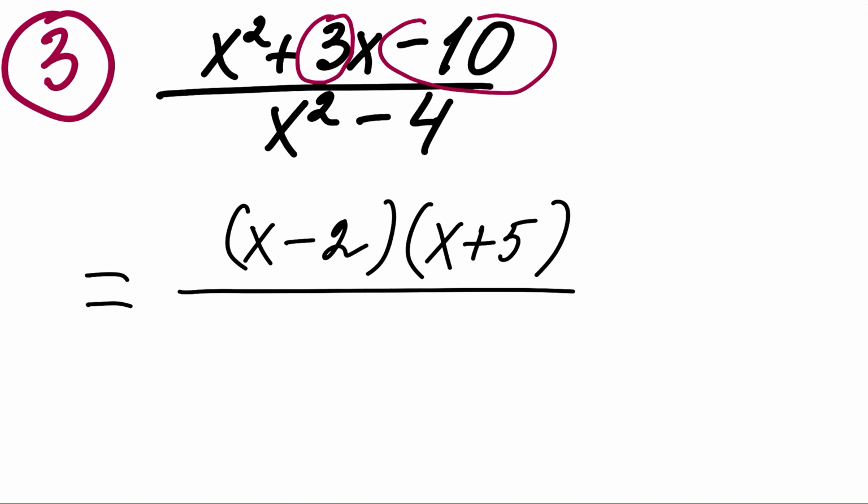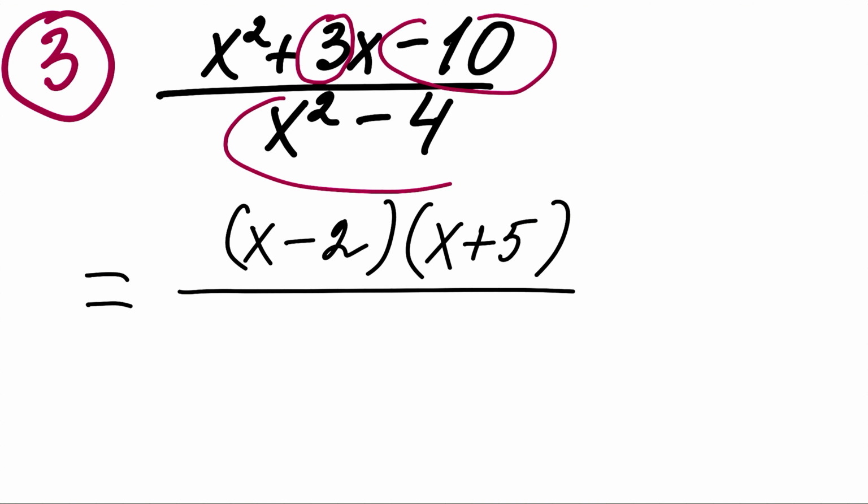Let's check the first one. So negative 2 times 5, that's gonna leave you with negative 10. The first requirement taken care of. So we need to check out the second requirement. So negative 2 plus 5, it's gonna be positive 3. Perfect. Now, let's move to the bottom.